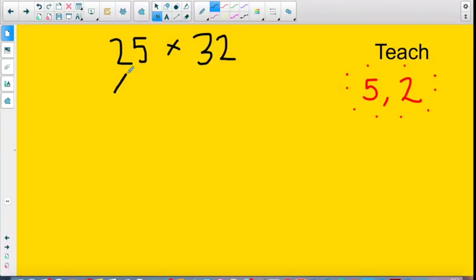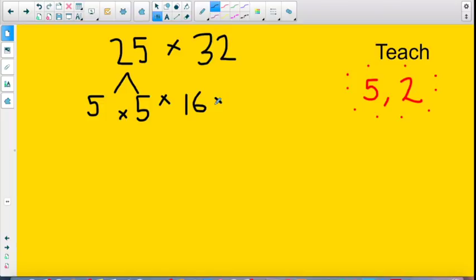Well, I know the factors of 25 are 5 and 5. Well, that's great. Let's put down 5 times 5. That's really good. Okay, so we're breaking it down already. So 25 becomes 5 times 5. And 32 becomes, well, you can do 16 times 2, can't you? 16 times 2. So straight away, guys, I've got some friendly factors in there. Look, I've got this lovely 5 and this lovely 2.